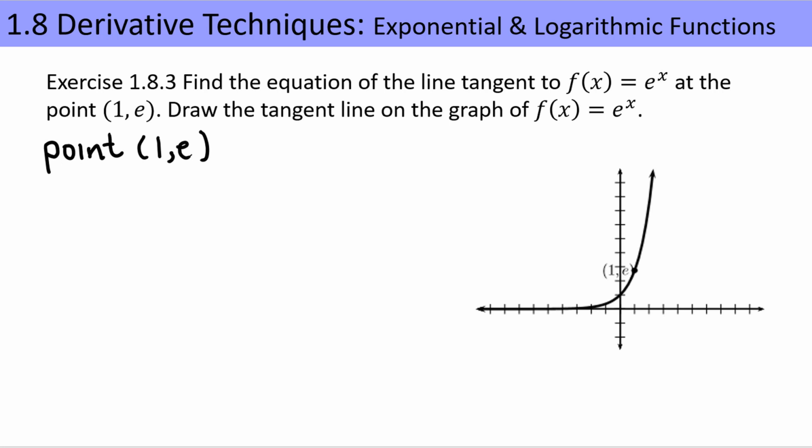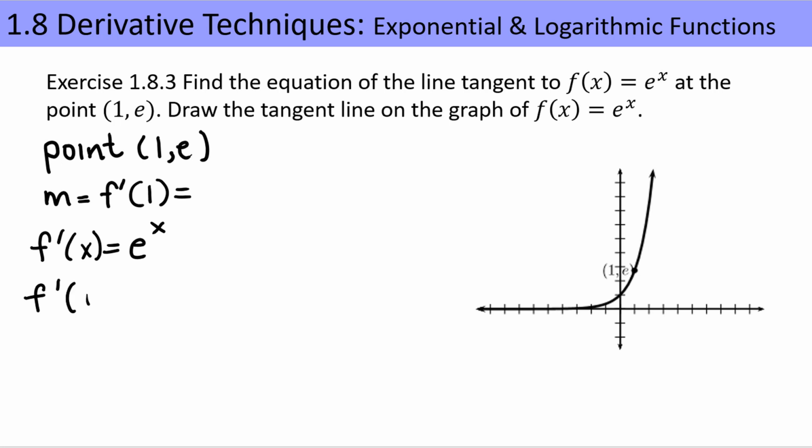Next, we'll need to compute the slope, and the value of the slope is the derivative of the function evaluated at x. So we want the derivative of the function at 1. If f of x equals e to the x, then the derivative f prime of x is also equal to e to the x. We'll evaluate this derivative at 1, so f prime at 1 is equal to e to the 1, which is e. That is the slope of this tangent line.